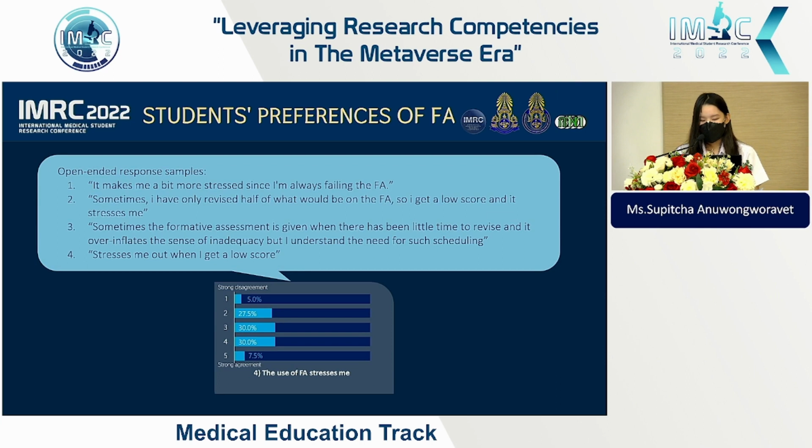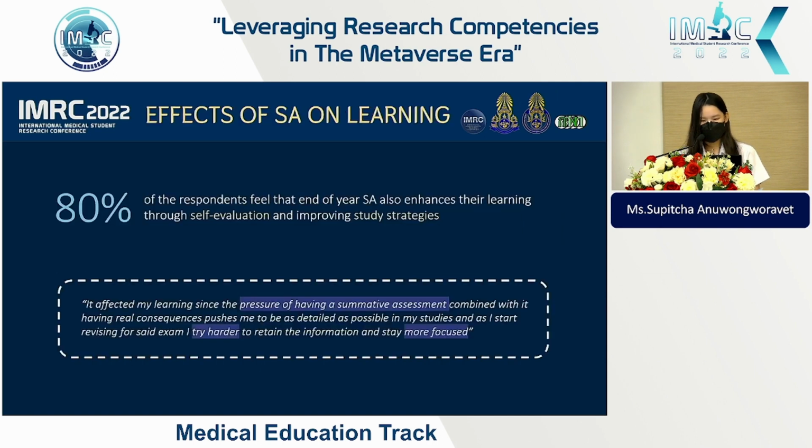So if we take a closer look at question 4, the use of FA stresses me, it is seen that around 37.5% of the students lean towards thinking that FA stresses them out, and this actually is supported by the answers from the open-ended question Section 4, where, for instance, one of the students said that FA stresses me out when I get a low score. For the effects of SA on learning, 80% of the respondents feel that the end-of-year summative examination also enhances their learning by improving their study strategies as well as their self-evaluation. And the quote below is an example response from one of the students.